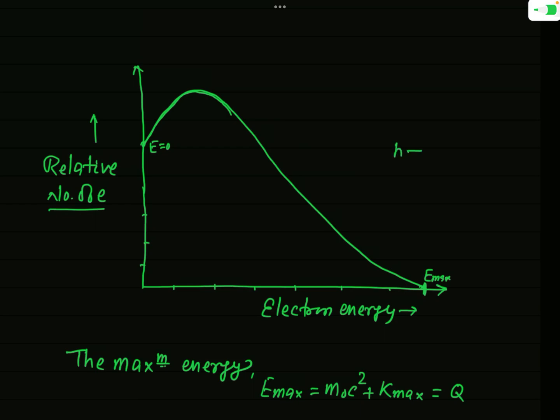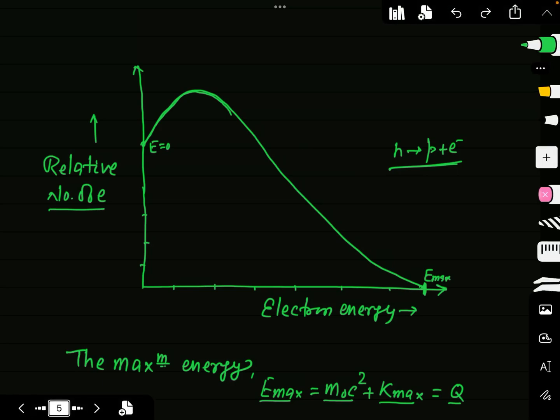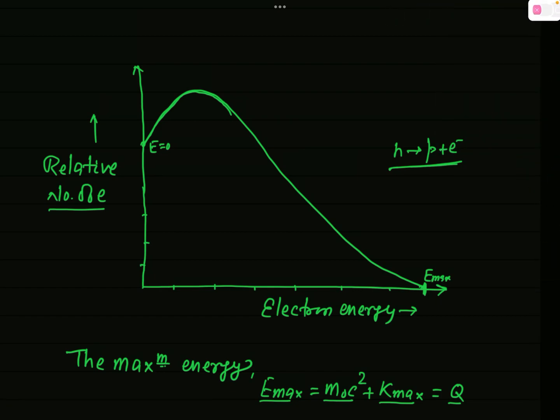But if the neutron were converted into a proton and an electron, then the energy of the electron should be constant. It should not vary. But the actual experiment says that the energy of the electron is not constant, but varies from 0 to a maximum value. In fact, the maximum energy of this electron can be given like this: m naught c square plus K max, which is almost equal to Q. Here the total energy means the maximum kinetic energy of the electron plus the rest mass energy of the electron. But this rest mass energy is constant, so this variation is the variation of kinetic energy, because m naught c square is constant.